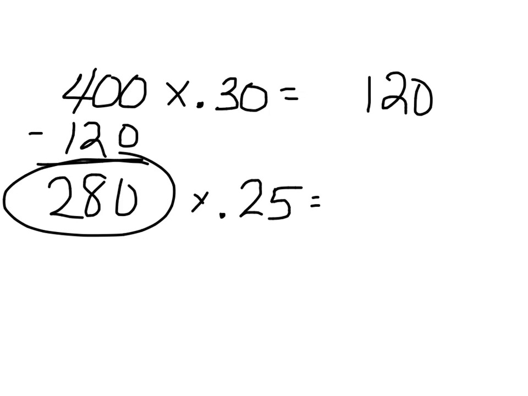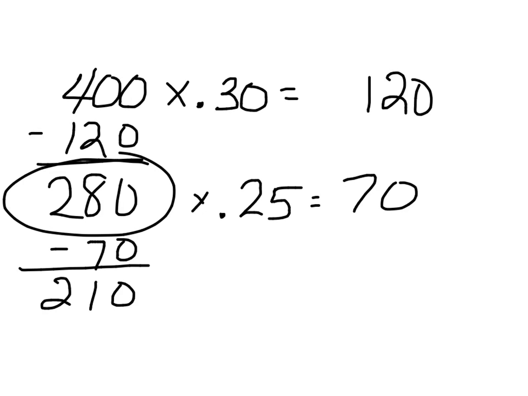So what's 280 times 0.25? 70. And then if I subtract 70 out of that, what's 280 minus 70? 210. So those are my number one and number two.